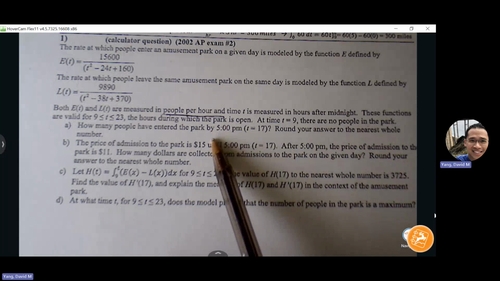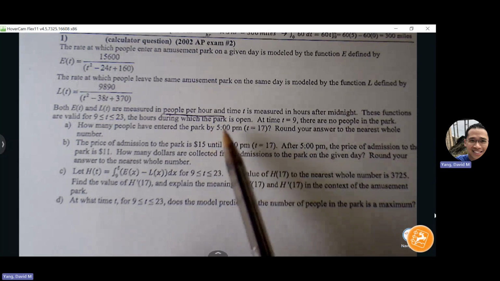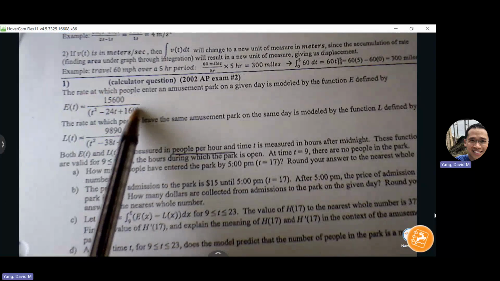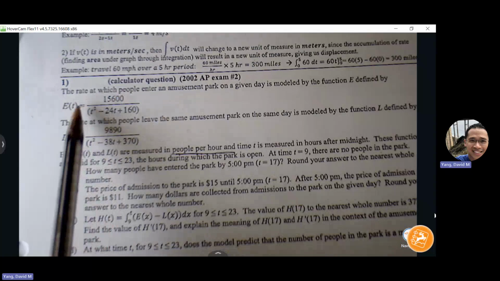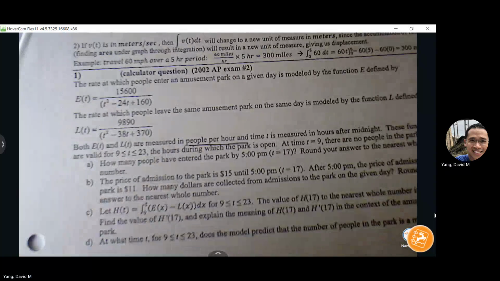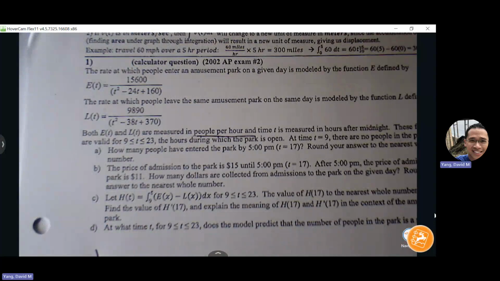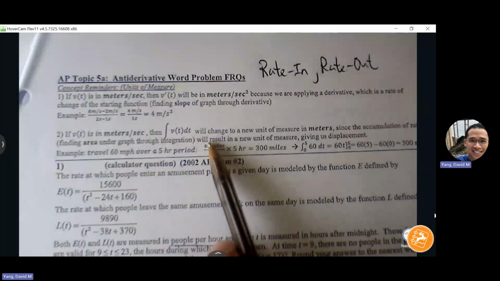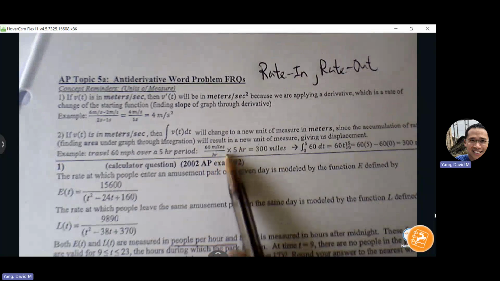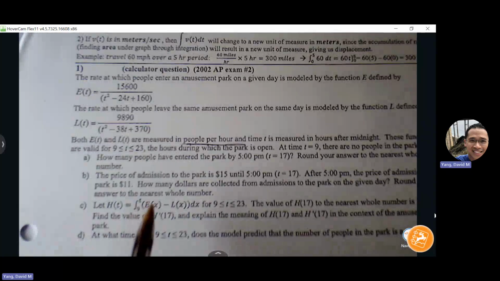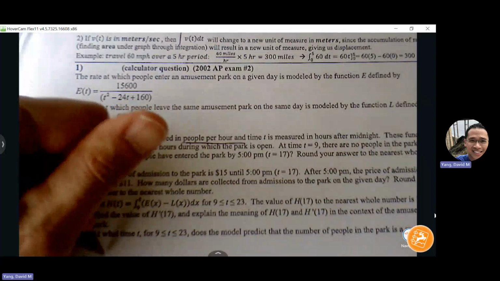So part A says, how many people have entered the park by 5 p.m.? If we have the rate at which people are entering the park, what do you think we can use to help find the number of people in the park? Yeah, antiderivative, right? We're going to accumulate that rate over the course of the number of hours. And whatever the rate is times the hours will just turn into that numerator unit. So people per hour through the integral will turn into number of people. So we're just going to set this up here.